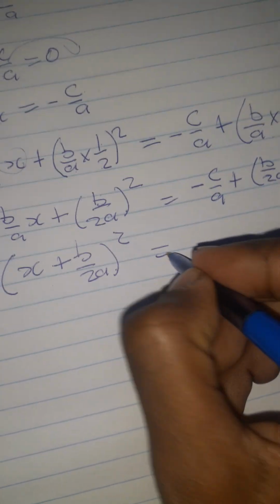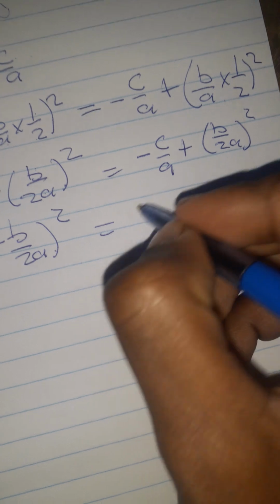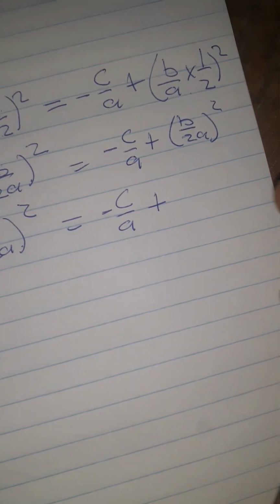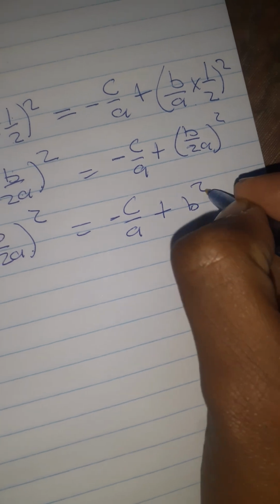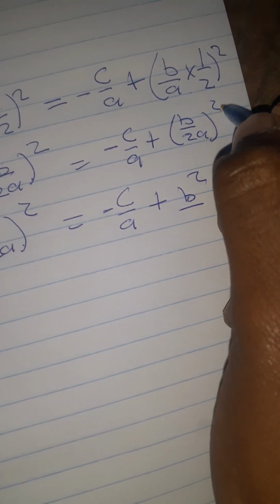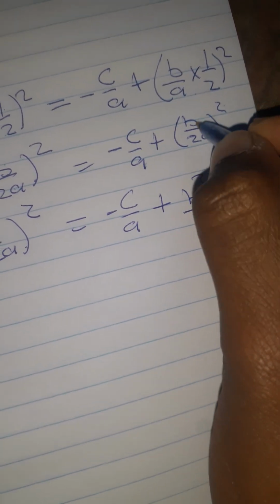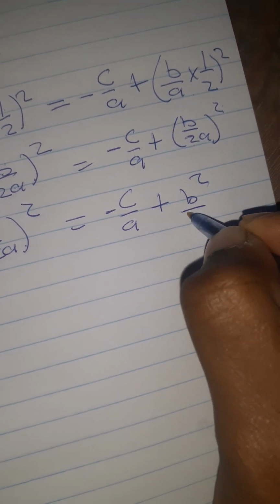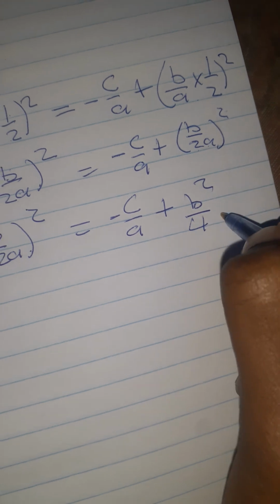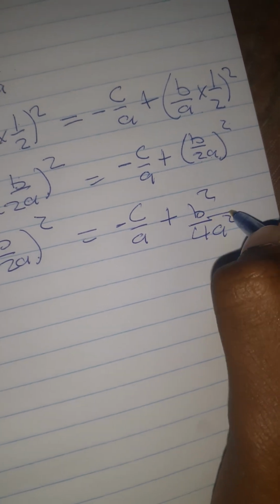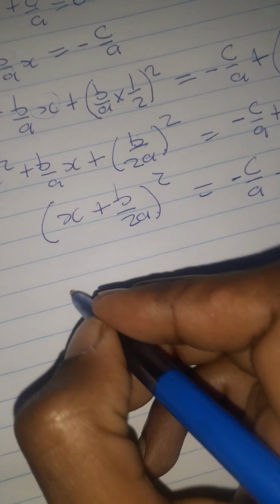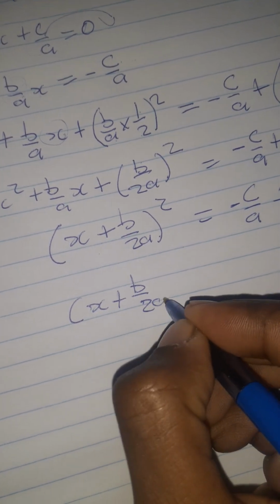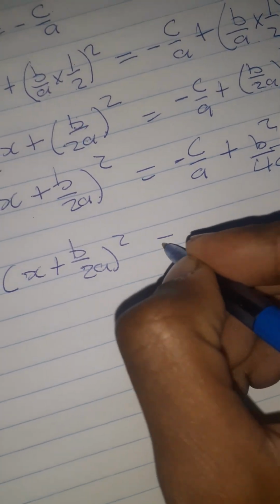Then we continue with this method. Negative c all over a plus b squared divided by, remember the square of a bracket affects the numerator and the denominator, so here we're going to have 2 squared, which is 4, and then a squared. Now we continue. We're going to have x plus b all over 2a, squared, equals to.